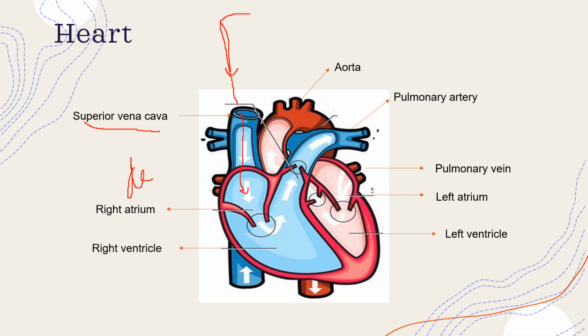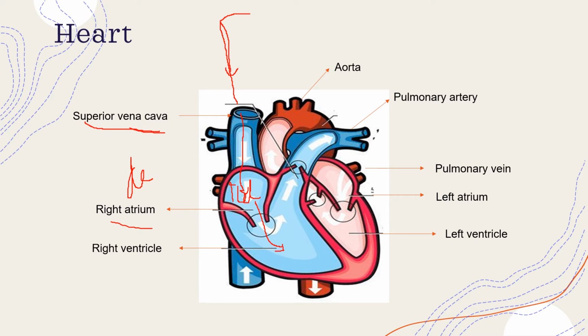Okay, so when any chamber is receiving anything, that will always relax. So when the right atrium is receiving the deoxygenated blood through the superior vena cava, it relaxes. Okay, now the deoxygenated blood is in the right atrium. Now from there it enters the right ventricle. From the right atrium it enters the right ventricle.